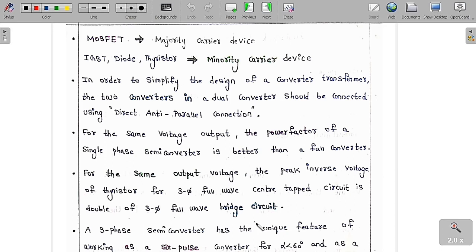So if you use the center tap circuit, the peak inverse voltage is, let me assume, 2 Vm. If you use the bridge circuit, the PIV is nothing but Vm. So this is the thing that you always have to remember.